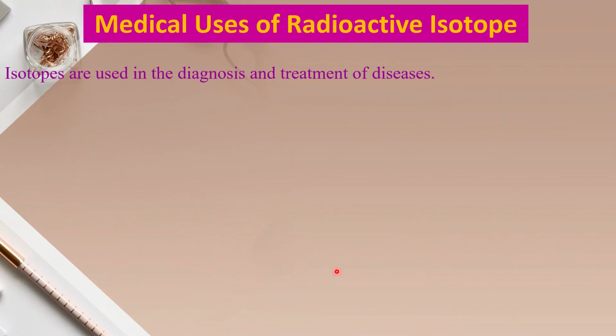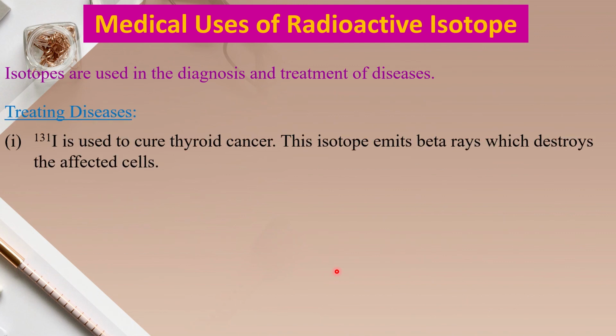Now, treatment of diseases. At first, iodine-131 is used to cure thyroid cancer. It is an oral solution and it is taken orally, and this isotope is used for treatment of thyroid cancer. This isotope emits beta rays which destroy the affected cells.